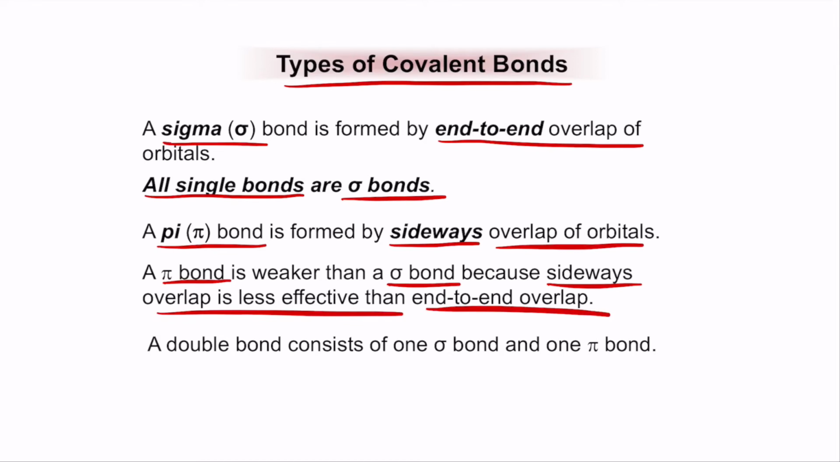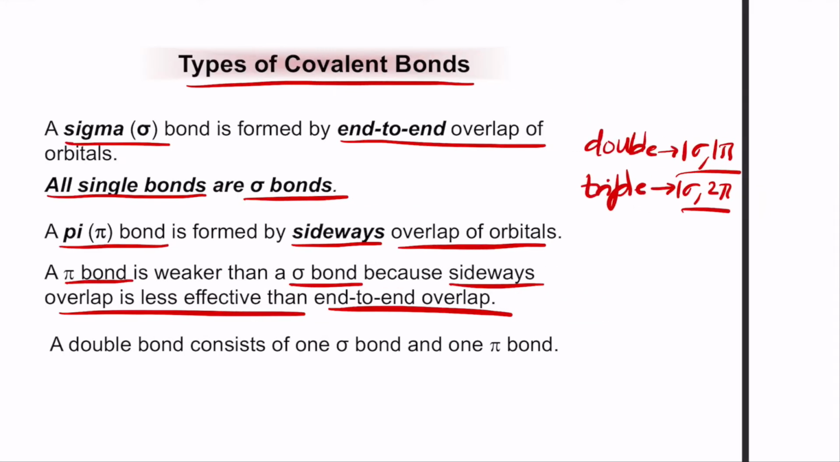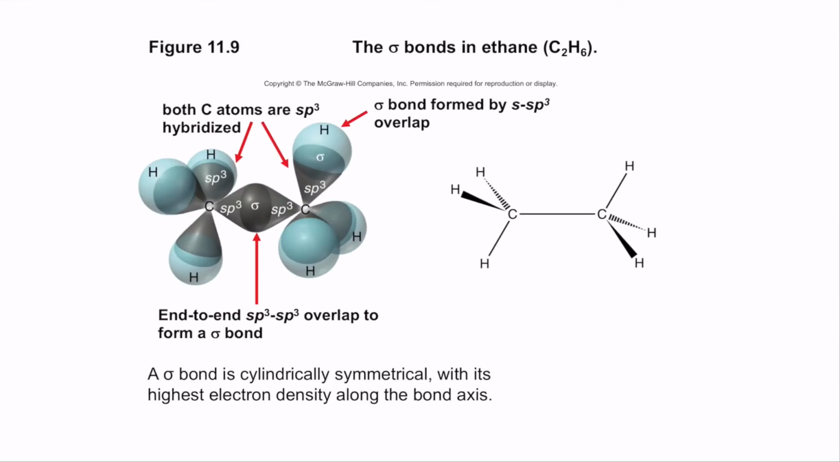So where do we see pi bonds? You will see them more commonly in double and triple bonds. A double bond contains one sigma bond and one pi bond. A triple bond contains one sigma bond and two pi bonds. This is how we can differentiate the bonds. An example of a sigma bond is where you have one orbital overlapping with the other. This is a classic example of a sigma bond.